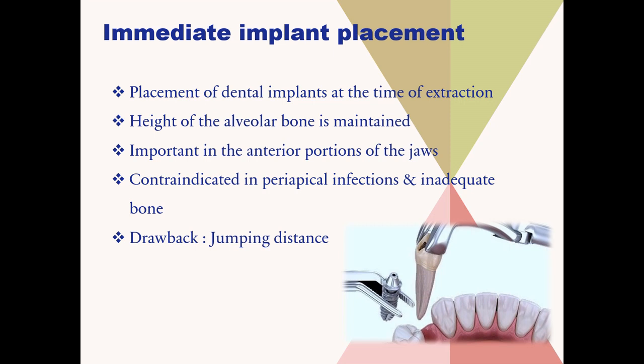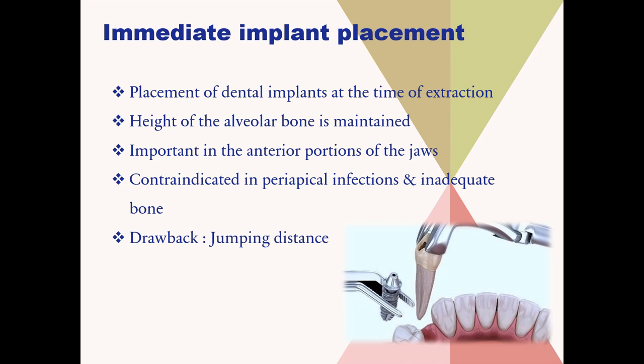So for these single tooth restorations, immediate implant placement is preferred to delayed placement because the height of the alveolar bone is maintained. And this is especially important in the anterior portions of the jaws because of the need for enhanced aesthetics. The main advantage of immediate placement is that it shortens the treatment time and also improves aesthetics by preserving the soft tissue envelope. But it's not recommended in cases of periapical infections and also inadequate bone. In such cases, delayed placement and bone grafting are necessary.